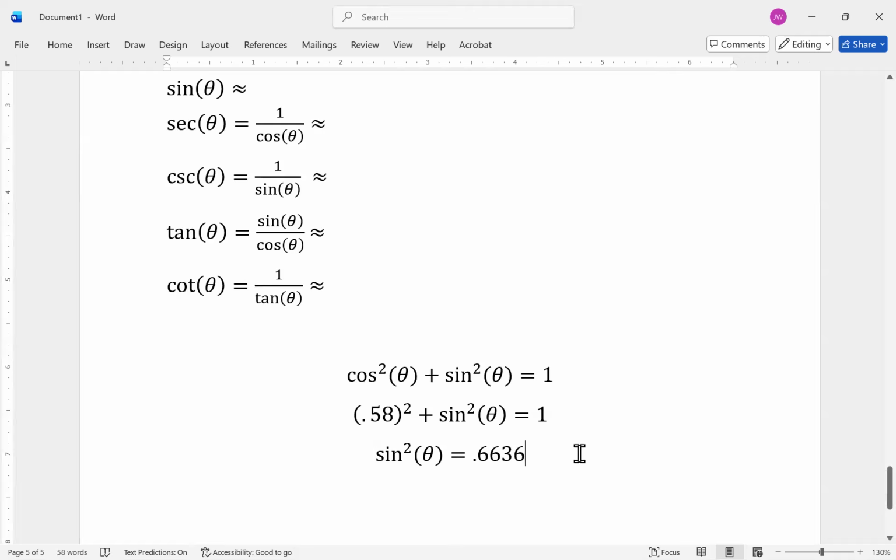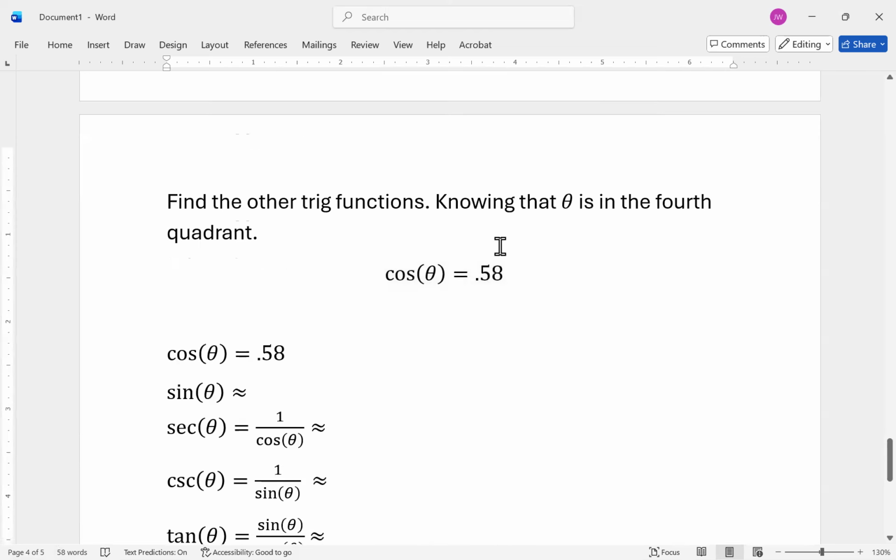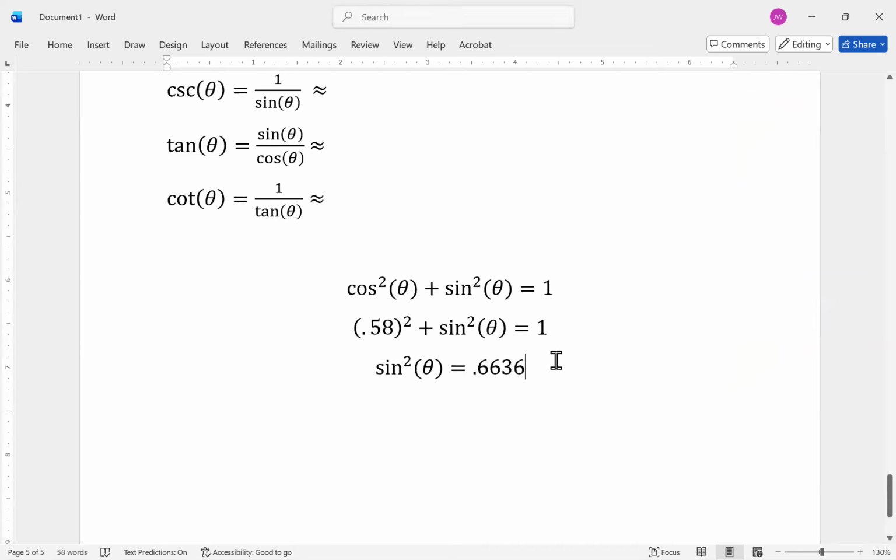Now I have to figure out how to solve this. Obviously, I take a square root, but is it the positive or the negative square root? Well, we are in quadrant 4, and we know how quadrant 4 works. Quadrant 4 is here. That means I'm going to have a positive cosine and a negative sine. So I want to take the negative square root because we're in quadrant 4.